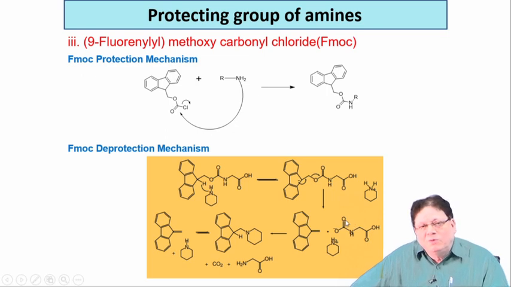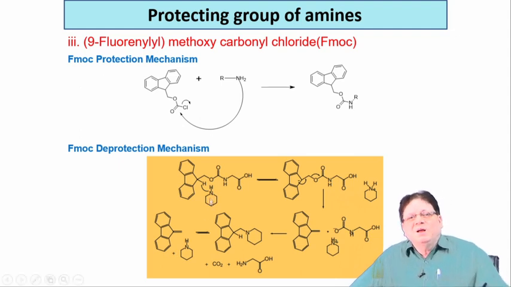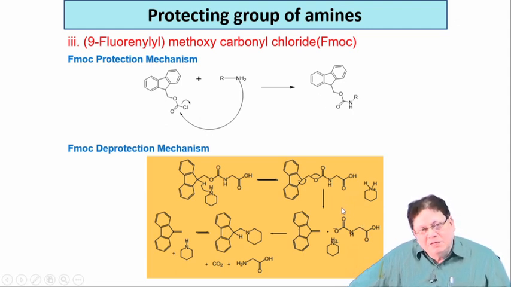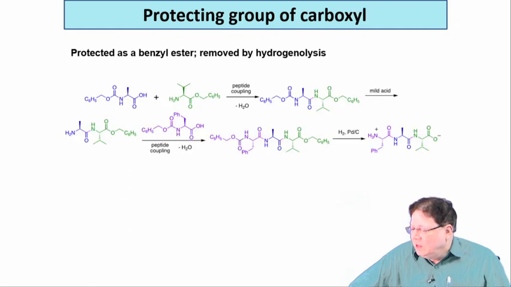So, these are the 3 groups. One group comes off with acid, another group comes off with hydrogen, and there is a third group, that is this FMOC group that comes out in base condition, organic base, that is piperidine. Okay. So, these are the protecting groups.